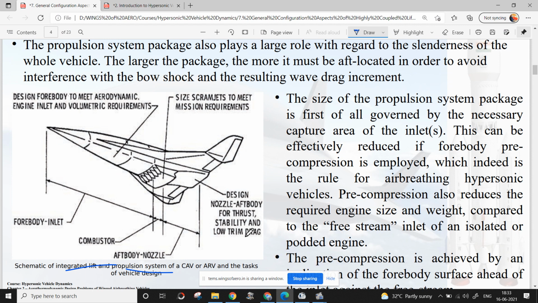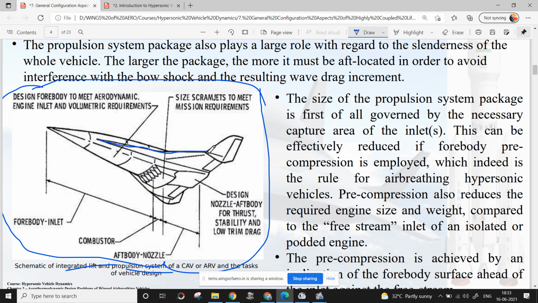Okay, so how are we going to integrate? Just look into the diagram. So how are we going to integrate the lift as well as the propulsion system of a CAV? First of all, from the diagram you can understand that we are going to use a double delta wing configuration. So the double delta wing configuration is implemented in the CAV, cruise and acceleration vehicle also.